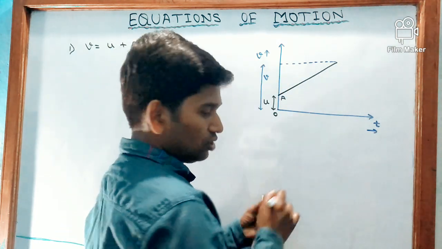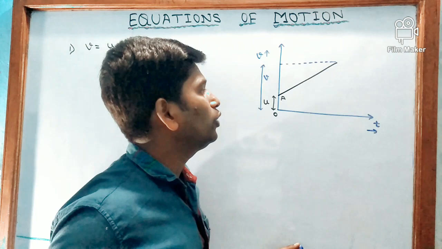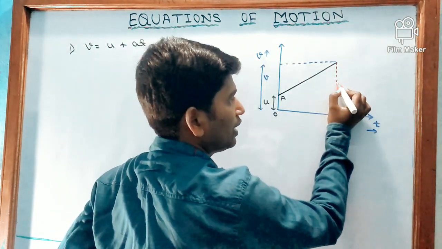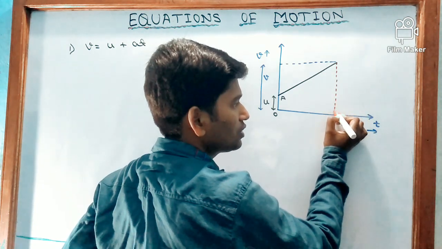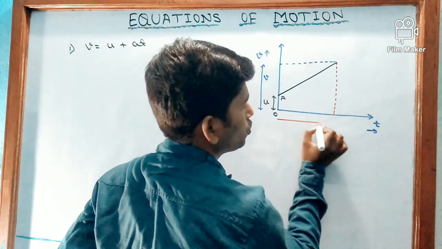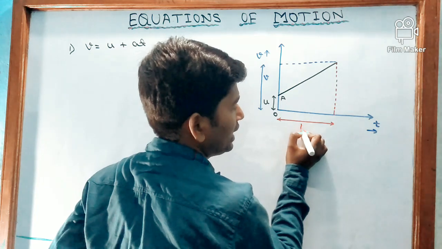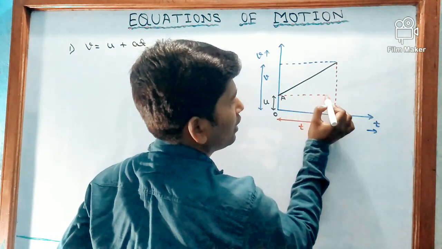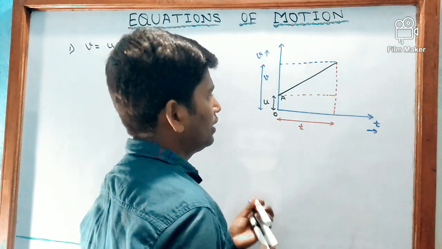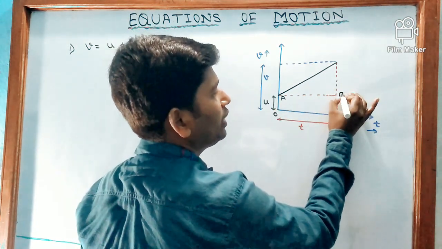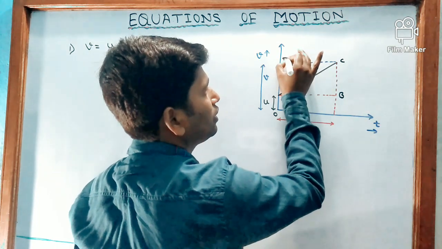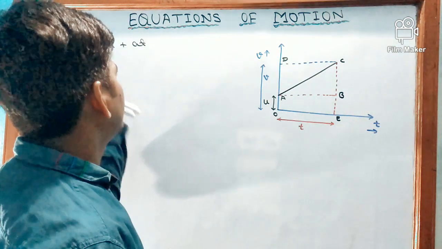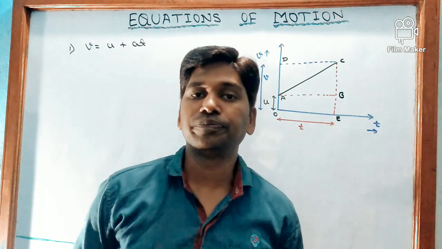And let us draw two perpendiculars, first from this side. As I said, the body acquires velocity v in time t, so this total timing we will take as t. Let us join this, name it as a, b, c, d, and this is e. So let us start the first derivation.